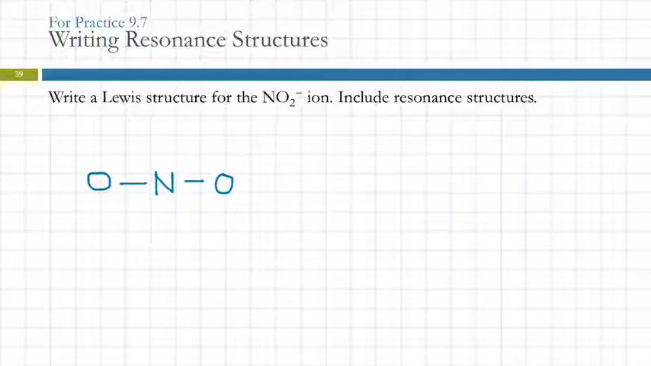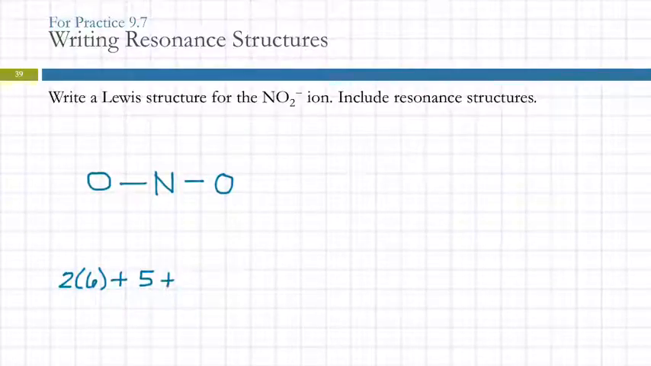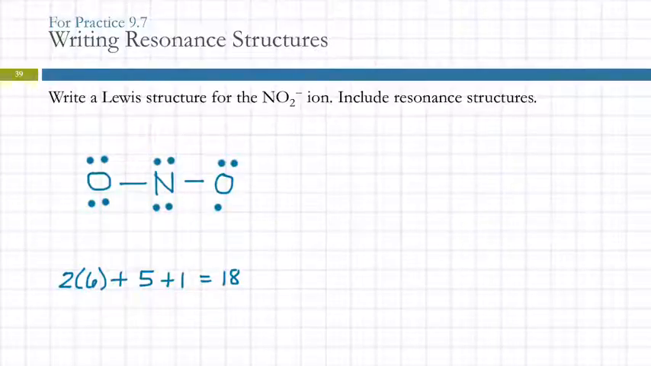So then we need electrons. We have two oxygens. They each have 6 valence electrons. We have a nitrogen with 5, and that negative charge means we have to add 1. So I believe that's 18. So now we throw electrons around. 2, 4, 6, 8, 10, 12, 14, 16, 18. Ran out of electrons. So we make a double bond.